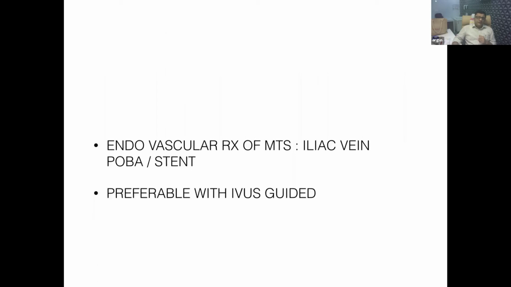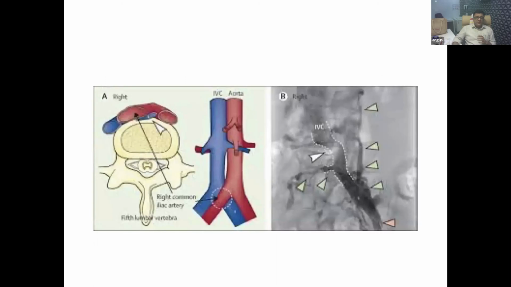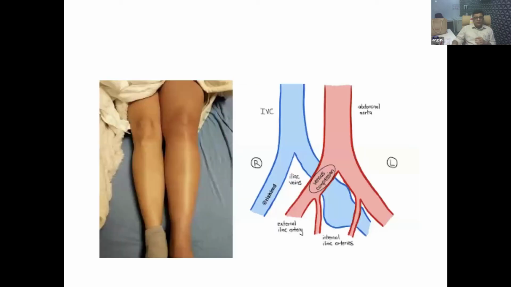Now, if there is an iliac vein compression, then we must consider endovascular intervention. And if you have an intravascular ultrasound, that is the best therapy. So this is a pictorial representation. We can see that the red colored right common iliac artery is compressing the blue colored left common iliac vein. And because of this, the vein gets compressed, and distal to the compressed part, there is a stasis. And as per Virchow's triad, there is predisposition to thrombosis.